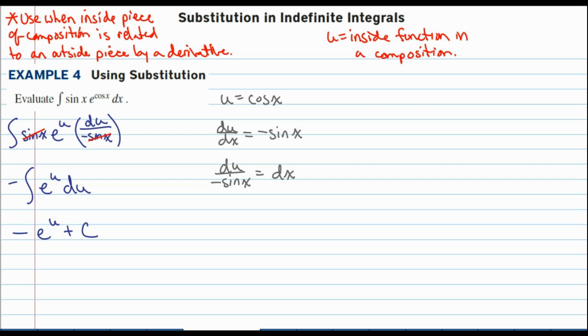In the original problem, we created that. So we need to put back in what u stood for, and that was cosine of x. So that's negative e to the cosine of x plus c.